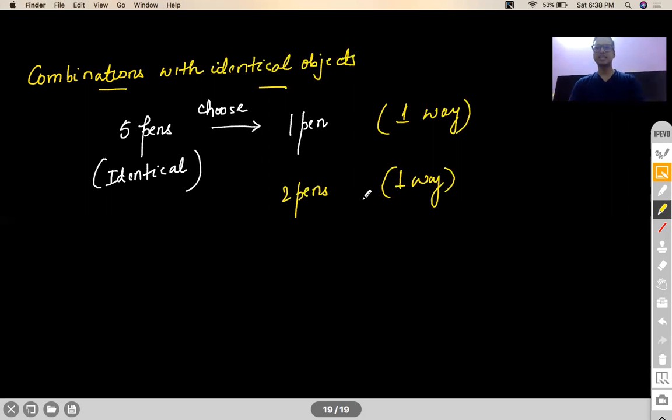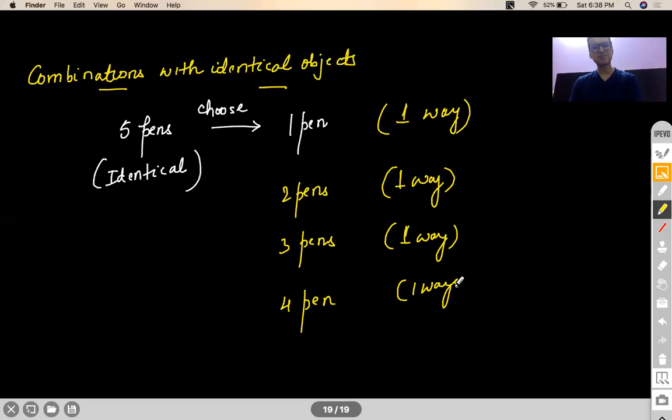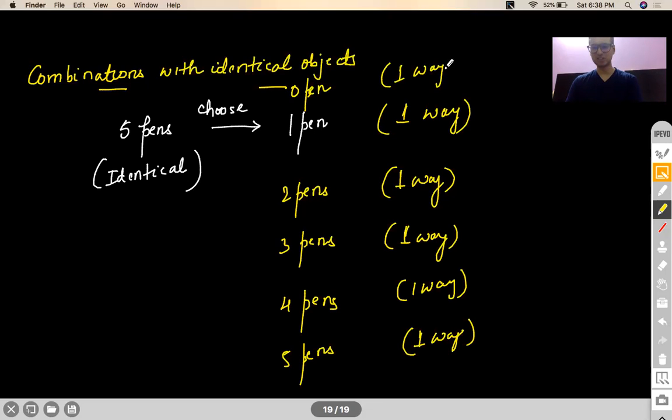If you want to choose 3 pens, still one way. 4 pens, still one way. 5 pens, still one way. Or if I want to add something here, 0 pens, that is also one way. Don't pick up anything. This is also important to know because it is very useful for us.